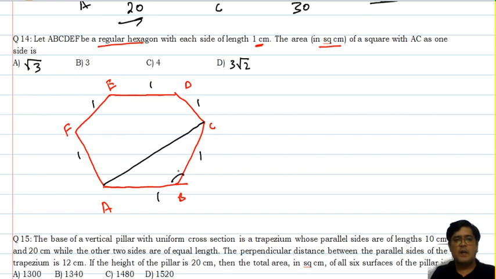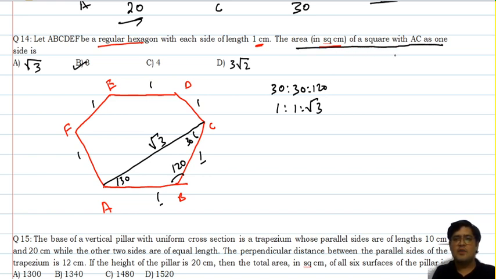Now this angle is 120 for a regular hexagon. These angles are 30 and 30. We have talked about this multiple times by now. 30, 30, 120 has the ratio 1 : 1 : root over 3. So if these are 1 and 1, this one has to be root over 3. So if that is root over 3, the area is the square of it. The question was to find the area in square centimeters of the square with AC as one of its sides. So if the side is root over 3, the square is 3, that is the answer.